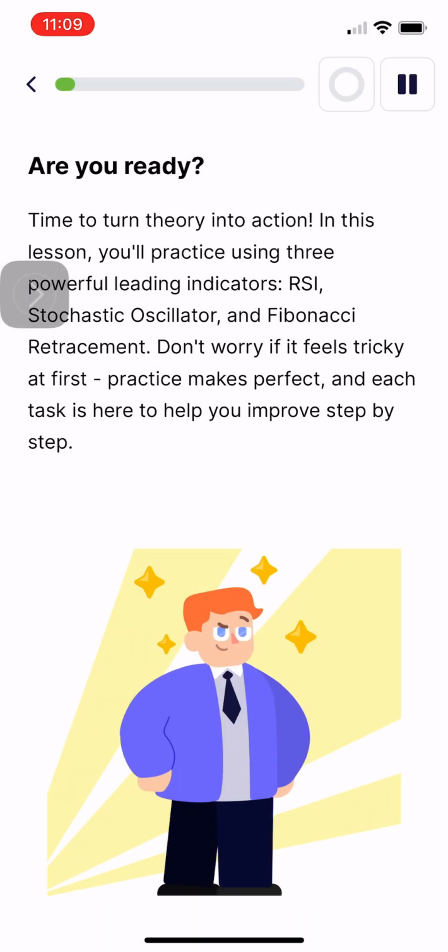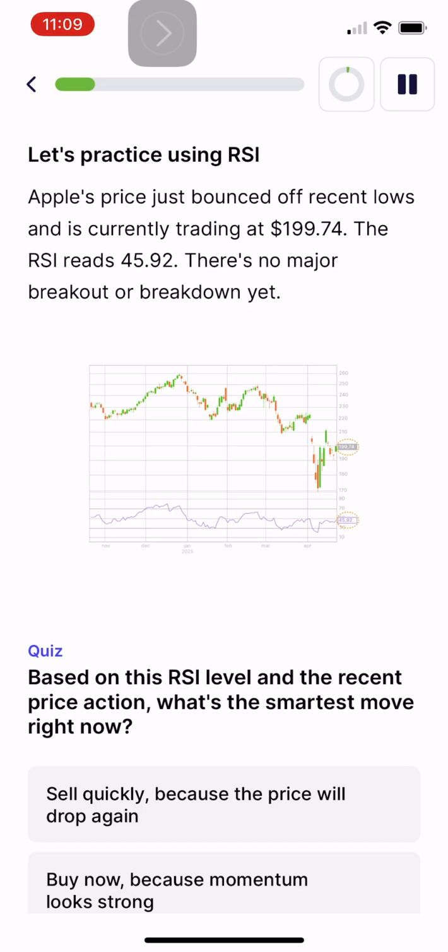Are you ready? Time to turn theory into action. In this lesson, you'll practice using three powerful leading indicators: RSI, stochastic oscillator, and Fibonacci retracement. Don't worry if it feels tricky at first. Practice makes perfect, and each task is here to help you improve step by step. Time for a quick quiz.